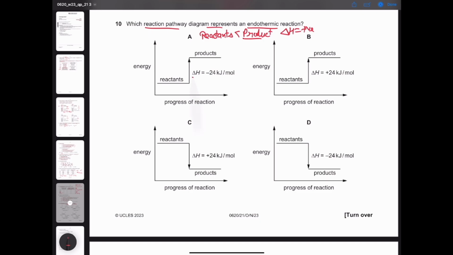This gets cut. A and D are already cut. All right. Then we discussed that reactant should have less energy than the product. Option B, reactants are on the lower level and products are on the upper level. This should be correct. Why is C wrong? It is saying reactants have more energy, products have less, which is incorrect.